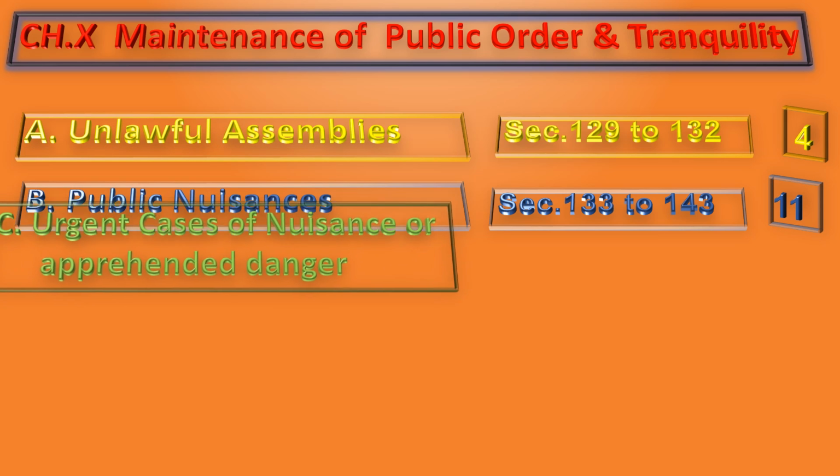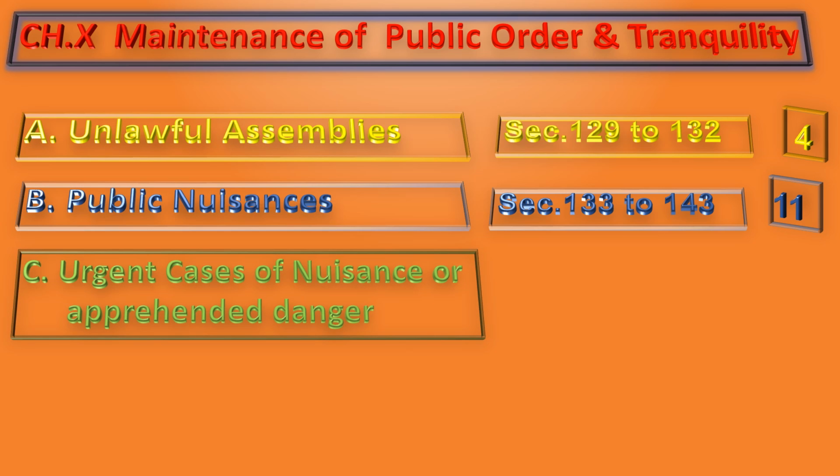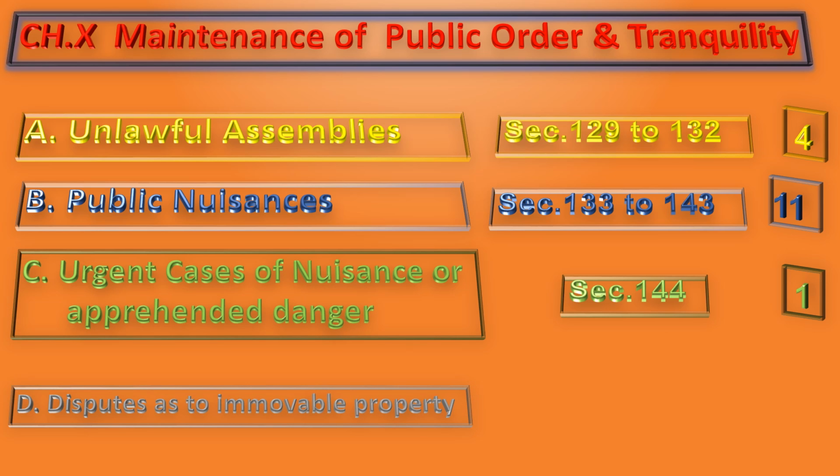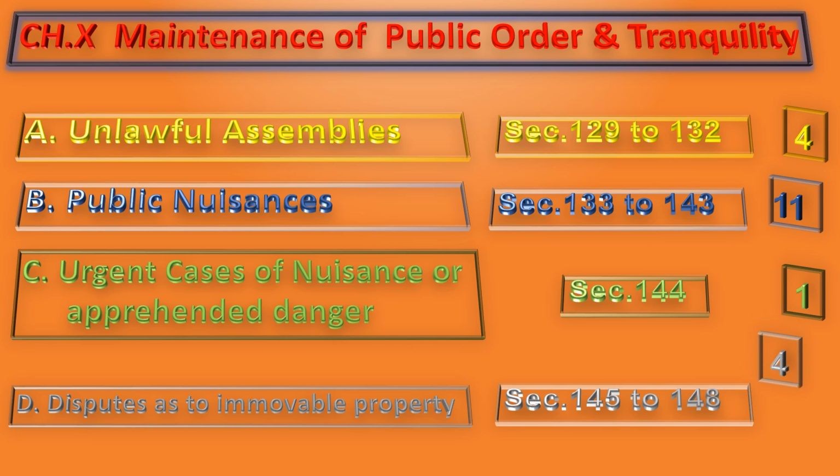Part C, Urgent Cases of Nuisances or Apprehended Danger. Only one section, section 144. Fourth part, Disputes as to Immovable Property. It is covered as per the provision of section 145 to 148. It got total 4 sections only.